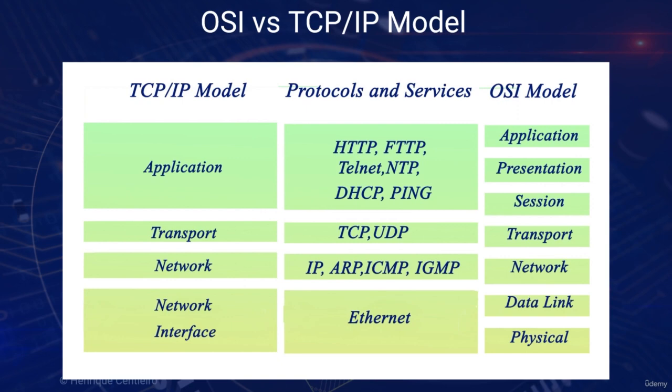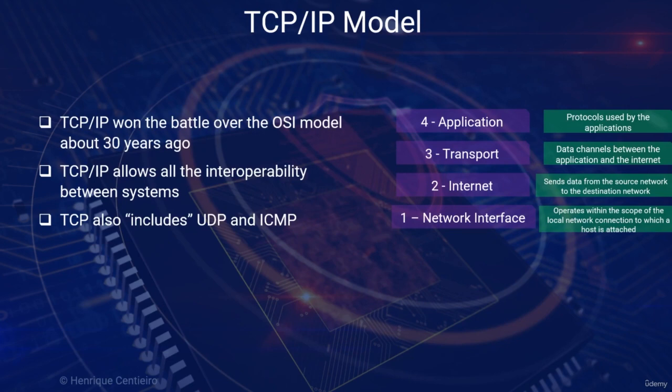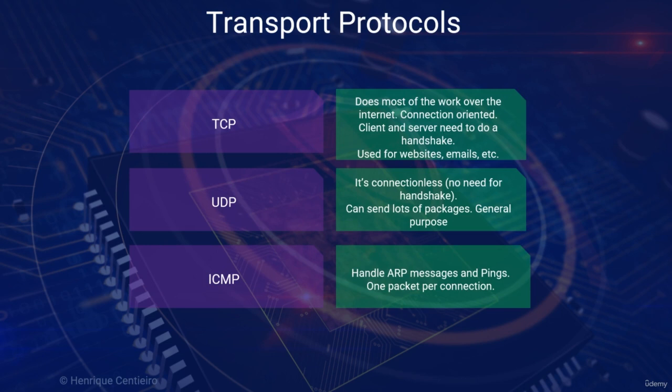Alright, that's all for the network models. You need to understand the differences between OSI and TCP/IP, the different layers, understand what is layer 1, 2, 3, and 4 of the TCP/IP model, and understand within the transport protocols what is TCP, UDP, and ICMP.